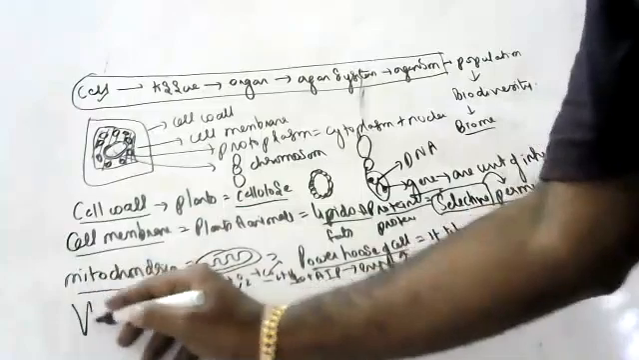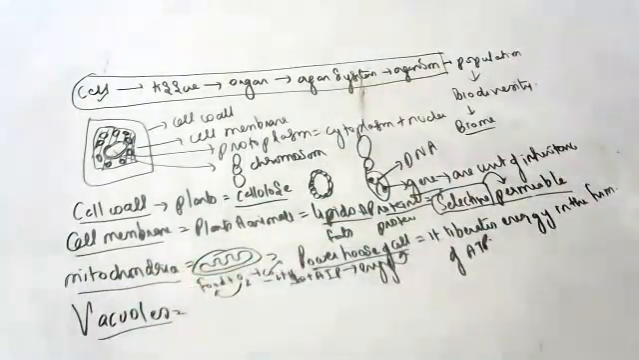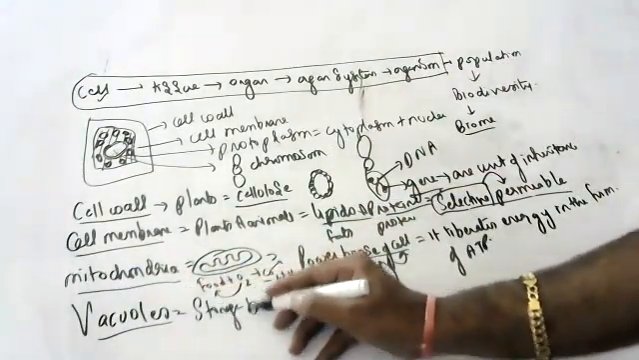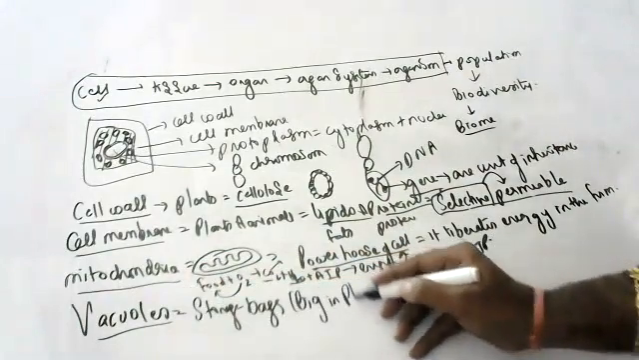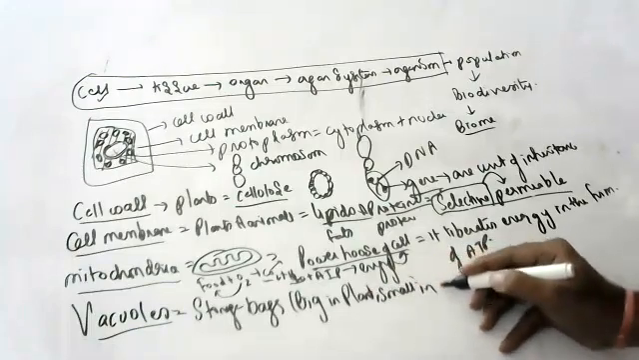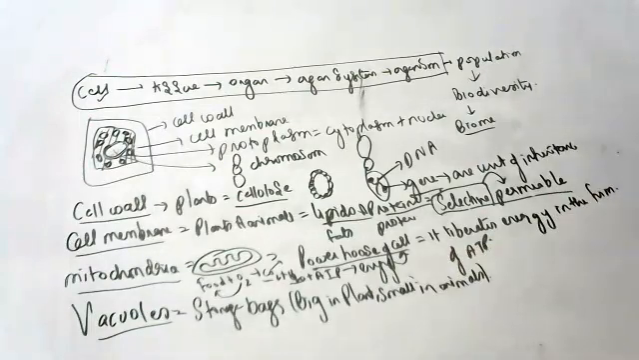Next one, vacuoles. Did I say anywhere about vacuoles, children? Vacuoles are storage bags of the cell. They are very big in plants, whereas in animals they are very small. They store all the things of the cell, children.